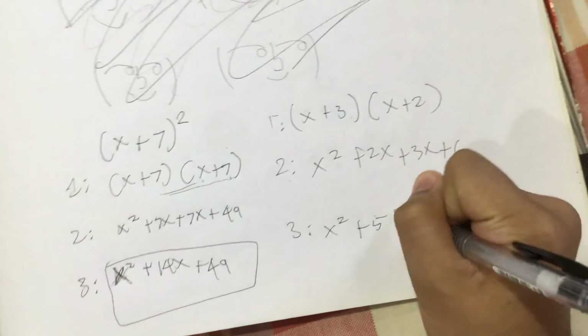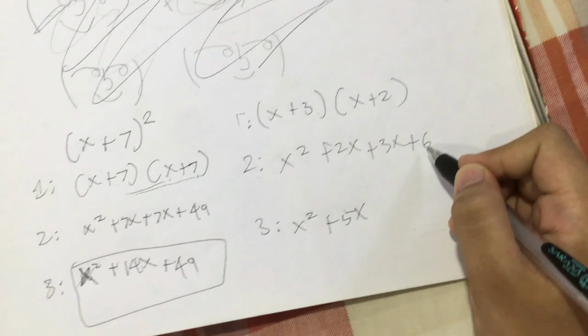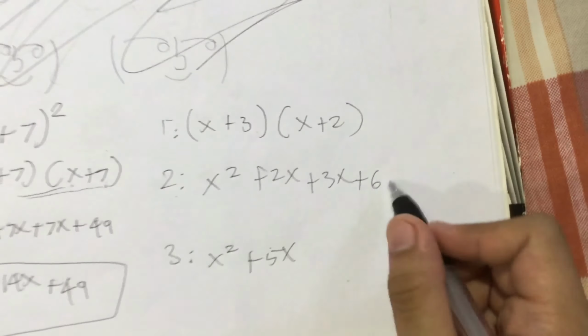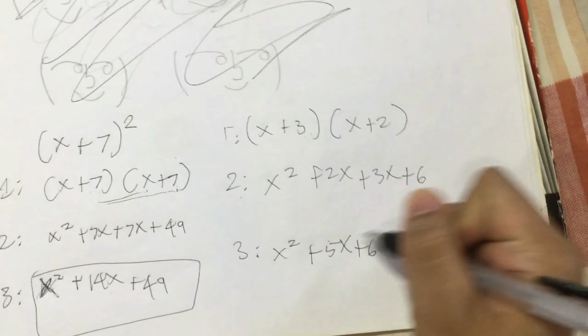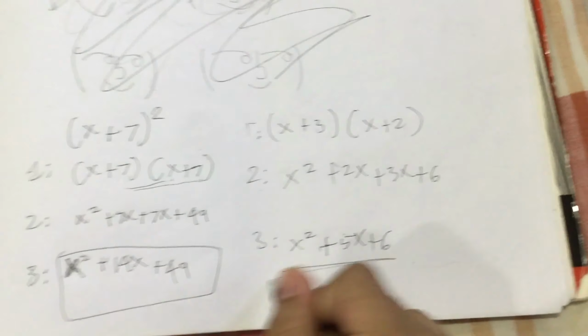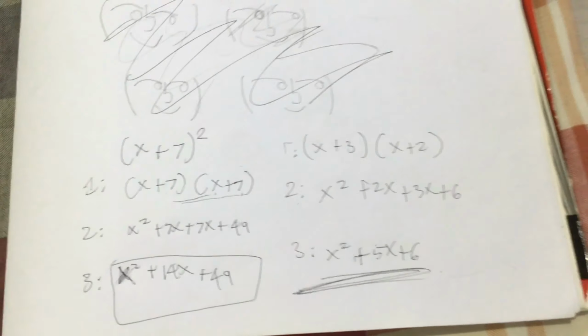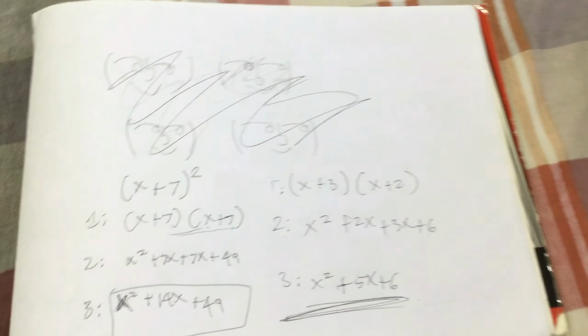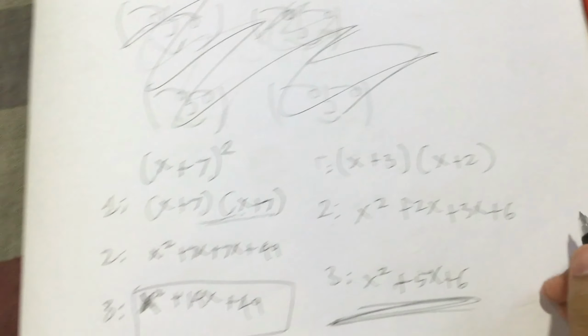2 plus 3, 5. 5x. What about this? Is there any other whole number? No, there's only 6. So you write that down. And that is your answer. Congratulations, you just learned the square of binomials.